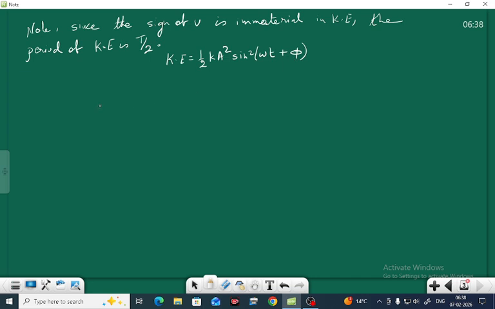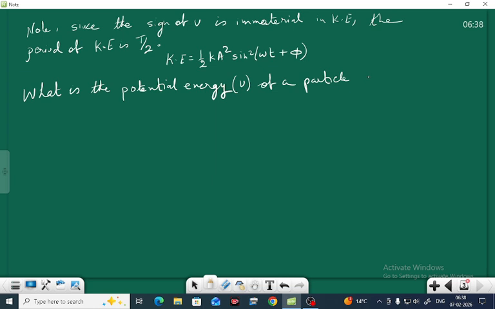If you want to find the potential energy, what is the potential energy U of a particle executing SHM, simple harmonic motion?